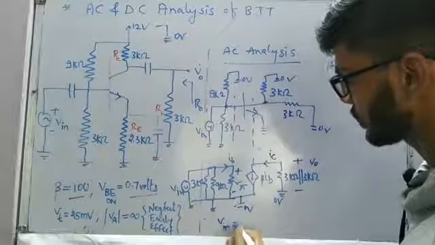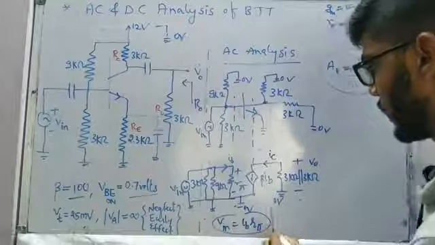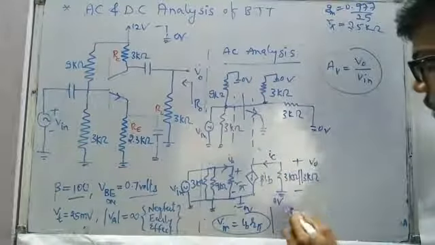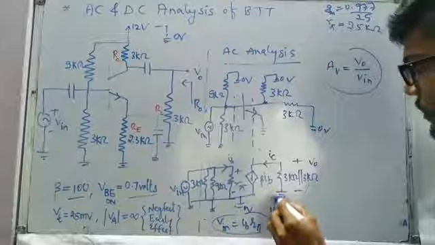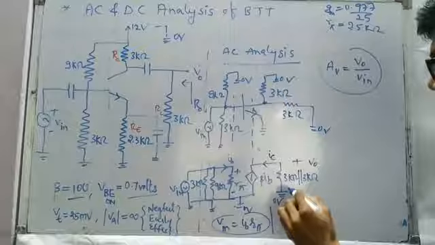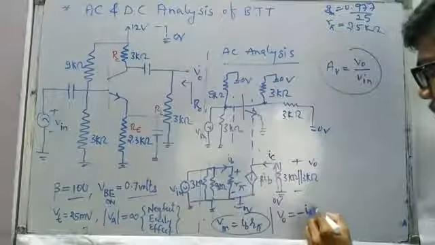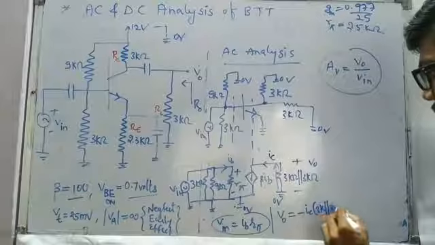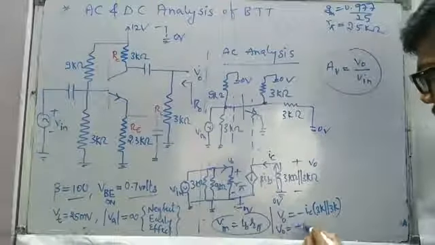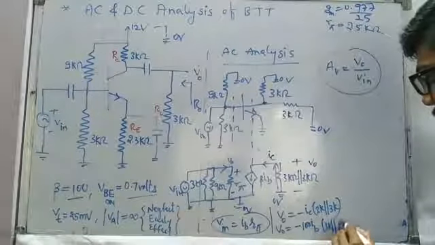So V in is going to be IB into R pi, and in this particular path the current IC is going to be beta times IB. If we write the value for V naught, it is equal to IR, but the current is going in this direction, so we have to write minus IC into 3K parallel 3K. So V naught is going to be minus 100 times IB into 3K parallel 3K.